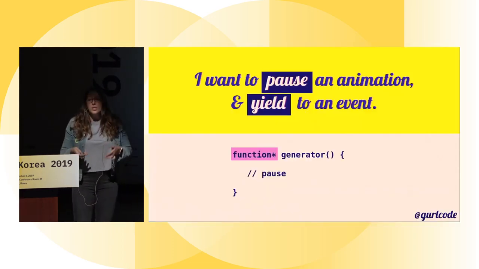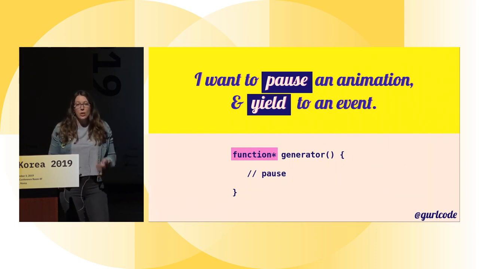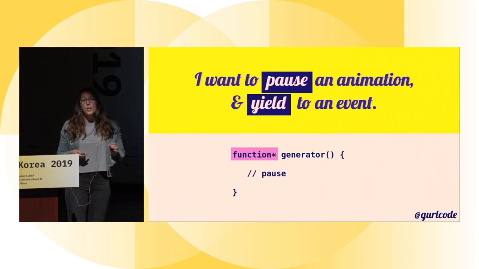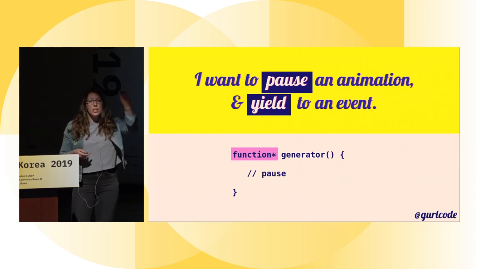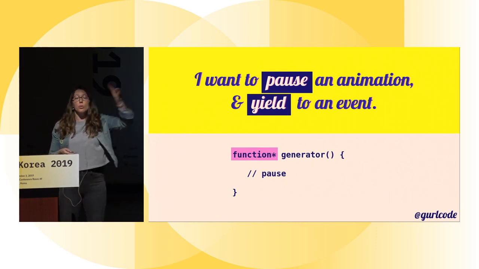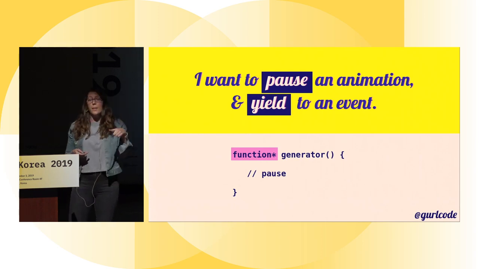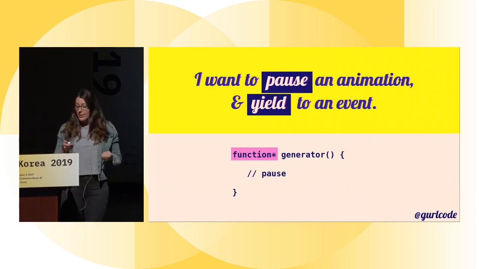What I want actually is to pause an animation and then yield to an event. And this sounds a lot like a generator. So generators are amazing because they're code that can be paused. All of the code that you write is run to completion, except for generators. All the code that you write, usually once it starts, it just goes from top down to the bottom. Even if you're doing async work, it's thrown onto the event loop and it's going to come back around. You can't cancel it or pause it. But with generators, you can do both. So let's take a look at them.